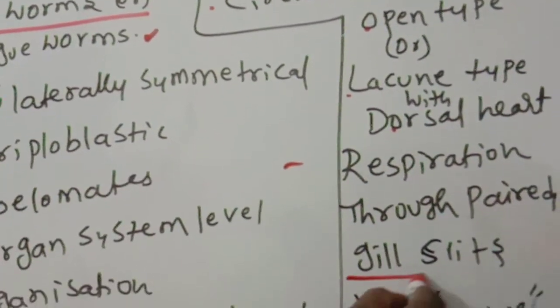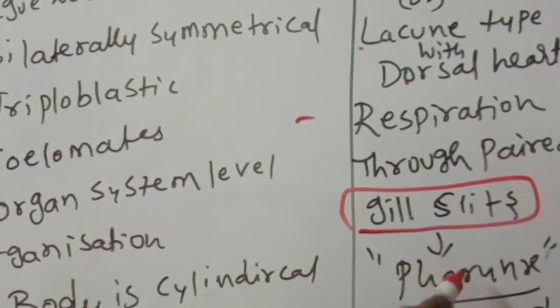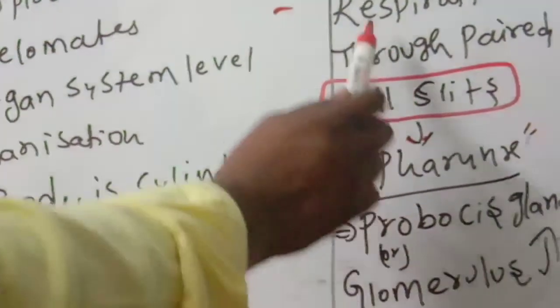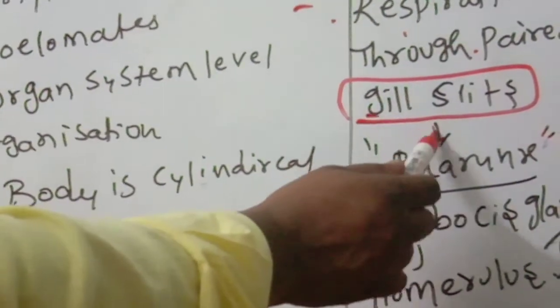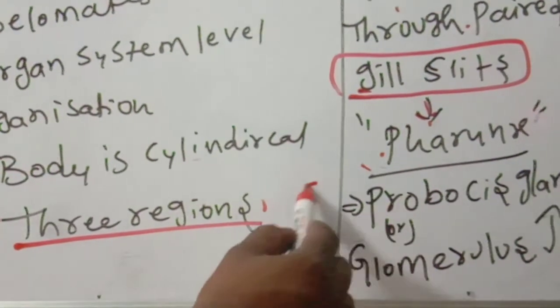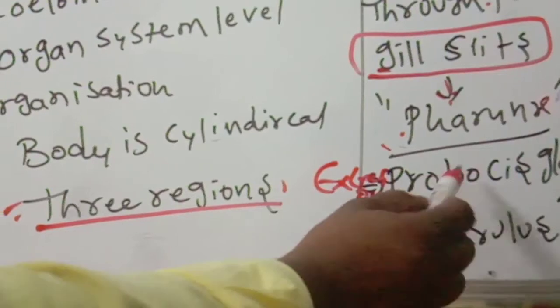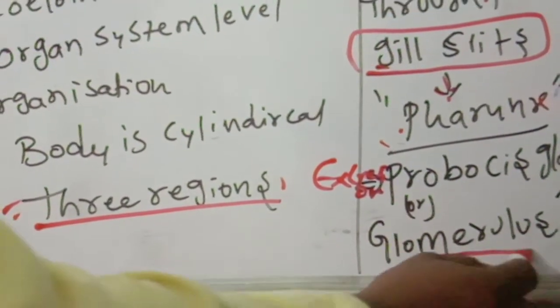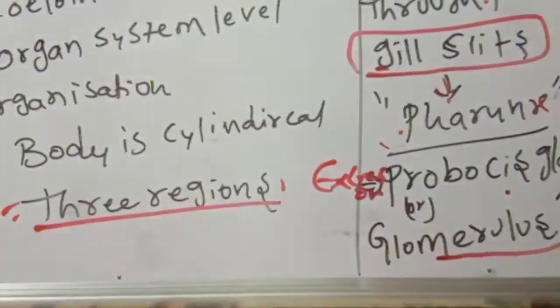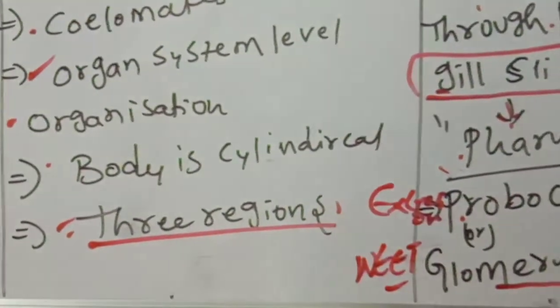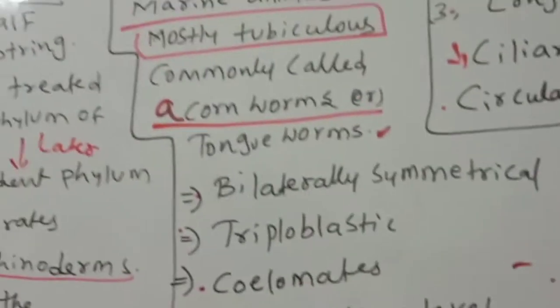Respiration is through gill slits connected to the pharynx. Excretion, this is the point you will remember, is through the proboscis gland. The glomerulus is present in the proboscis gland. Very, very important. So excretion takes place through the proboscis gland or glomerulus.